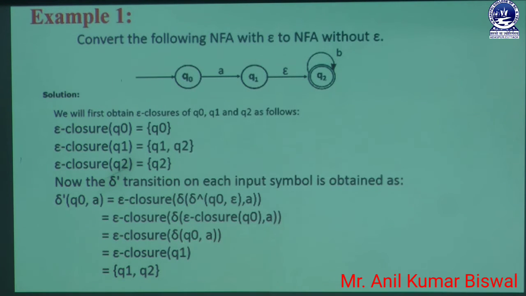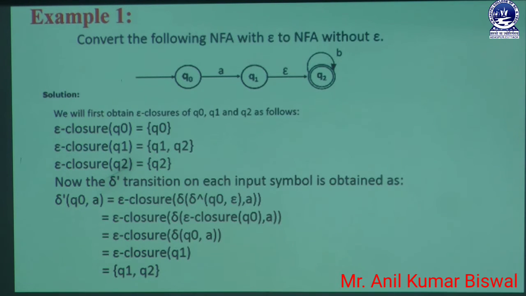Similarly, in the next step, the epsilon closure of the transition of Q0 A: whenever we put input symbol A to state Q0, it is automatically forwarded to Q1, as already mentioned here. That means whenever we input A to Q0, we get the transition state Q1. Taking the epsilon closure of Q1, we get Q1 comma Q2, which was mentioned in the previous part.